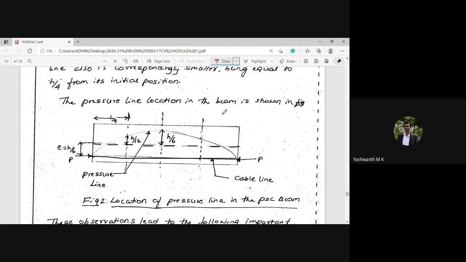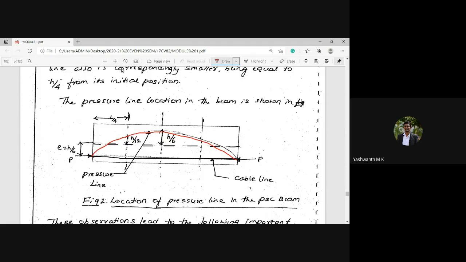So we need to start from this point. You can see, while analyzing the problem, you need to draw the pressure line also. So this will be the pressure line, and we are going to indicate the pressure line with the parabolic variations.